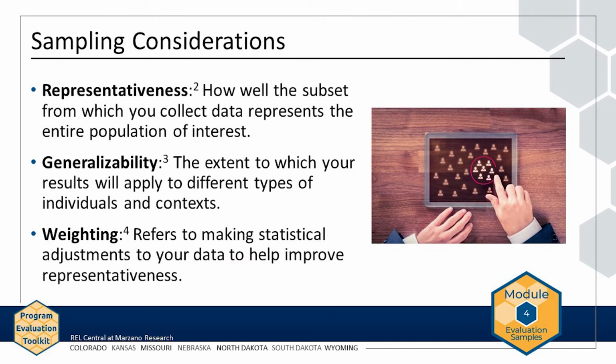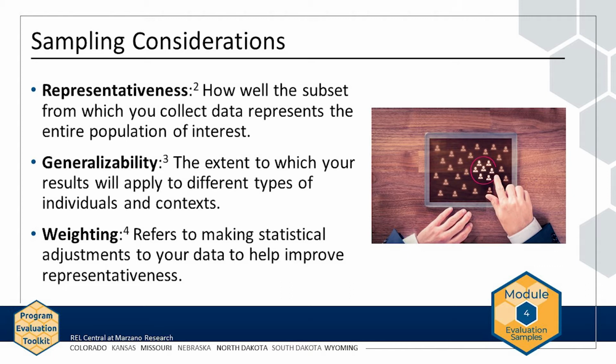Not all evaluations involve making inferences to a larger population. For example, if you are implementing a program at one school and you only need to understand how well the program is working at that school, then you can consider the individuals at that school as your population. In this case, you may be able to collect data from the entire population.